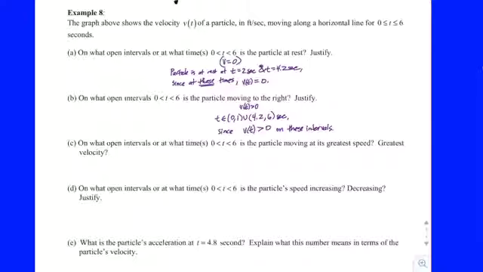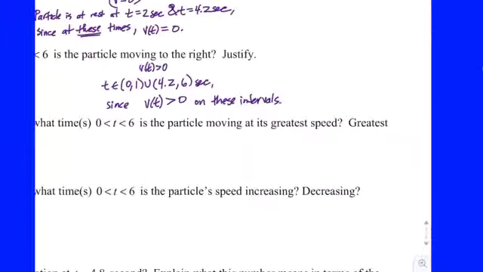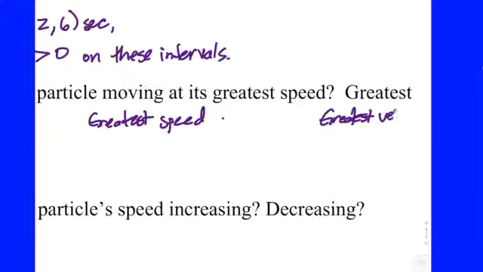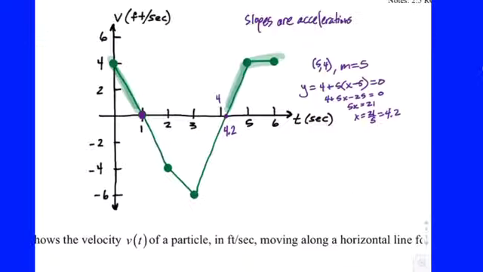Part C, on what open intervals or at what time is the particle moving at its greatest speed? And here's what I meant, greatest velocity. So now we have two things, we need to label them: greatest speed, it didn't say to justify, and then greatest velocity. All right, so for greatest speed, what are we looking for here? How is speed related to velocity? Yeah, it's the absolute value of it.